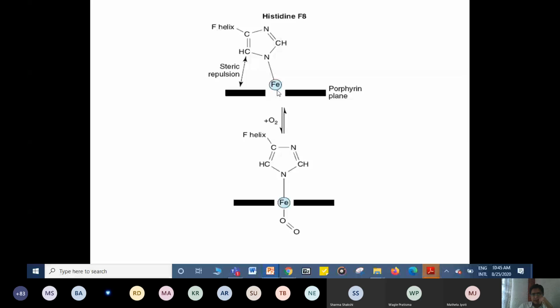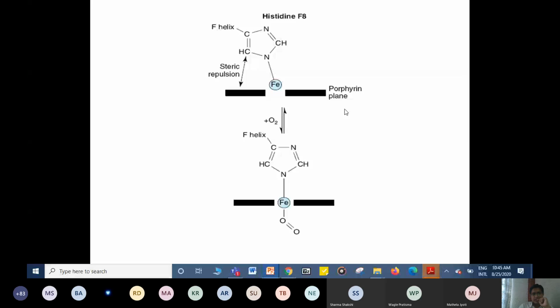This binds with the iron in the 5th position, let's say, because the 4th is already occupied by different nitrogens. And when the oxygen from the other side comes and binds with this iron, let's say this is the 6th valency, and when it binds, this iron slightly enters into the plane of the porphyrin. That's why there is a slight change in the structure of oxyhemoglobin and deoxyhemoglobin.